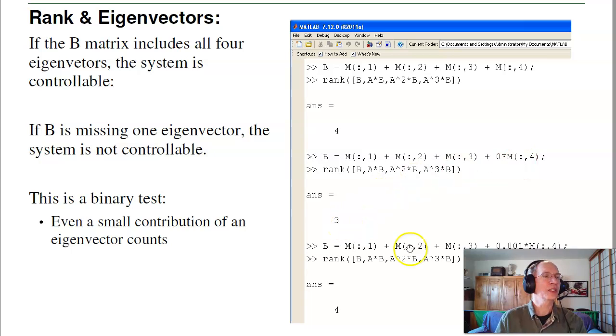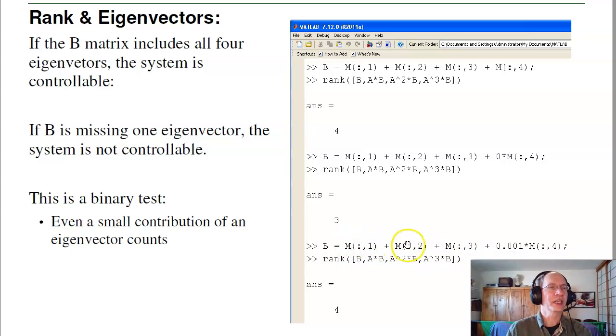And also note that the controllability test is Boolean. It either is or it isn't. If I take that fourth eigenvector, make it really, really small, from a practical standpoint, it really doesn't have much effect on the states, but this is a Boolean test. It either is or it isn't. It's 0 or it's not 0. If it's not 0, it says it's full rank. That's the problem with the controllability matrix. It tells you controllable, but doesn't tell you how controllable.